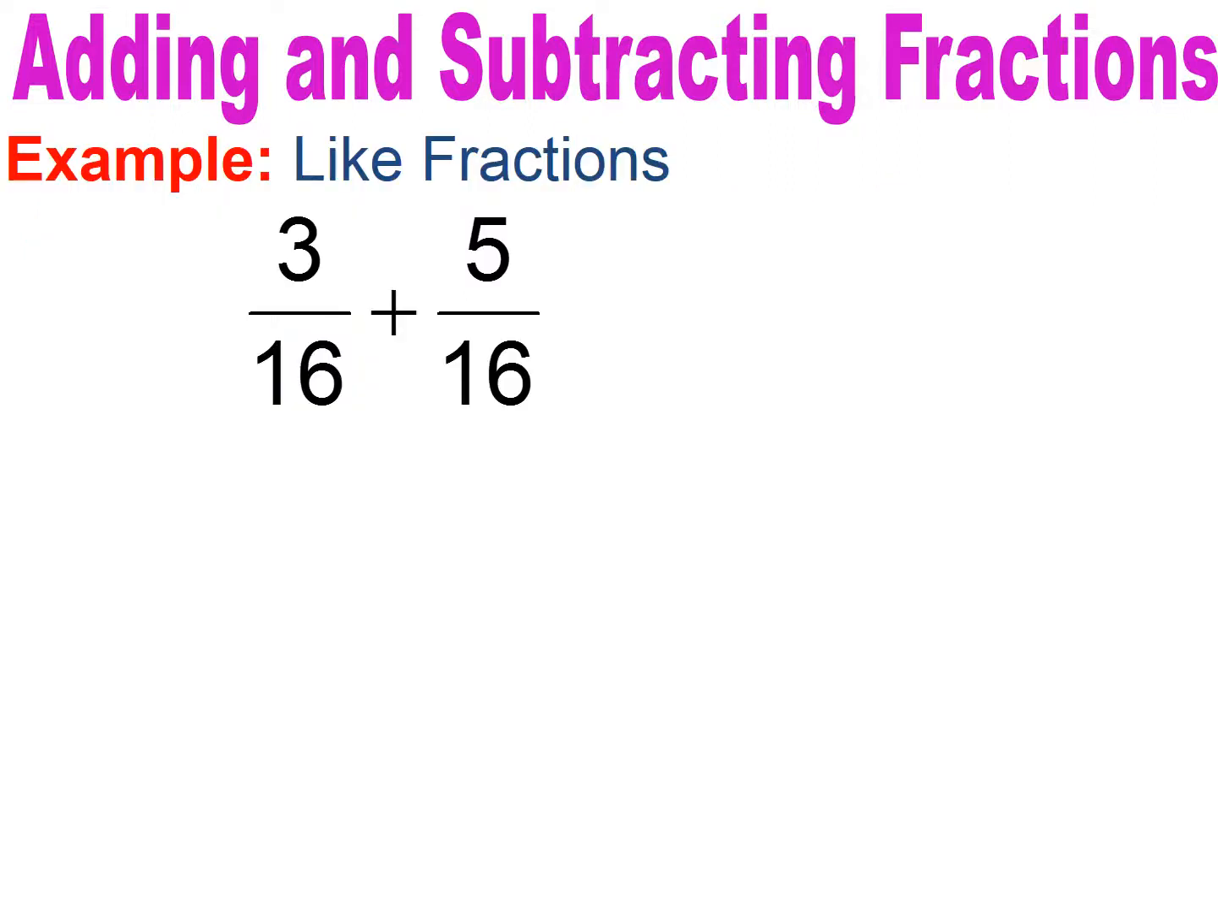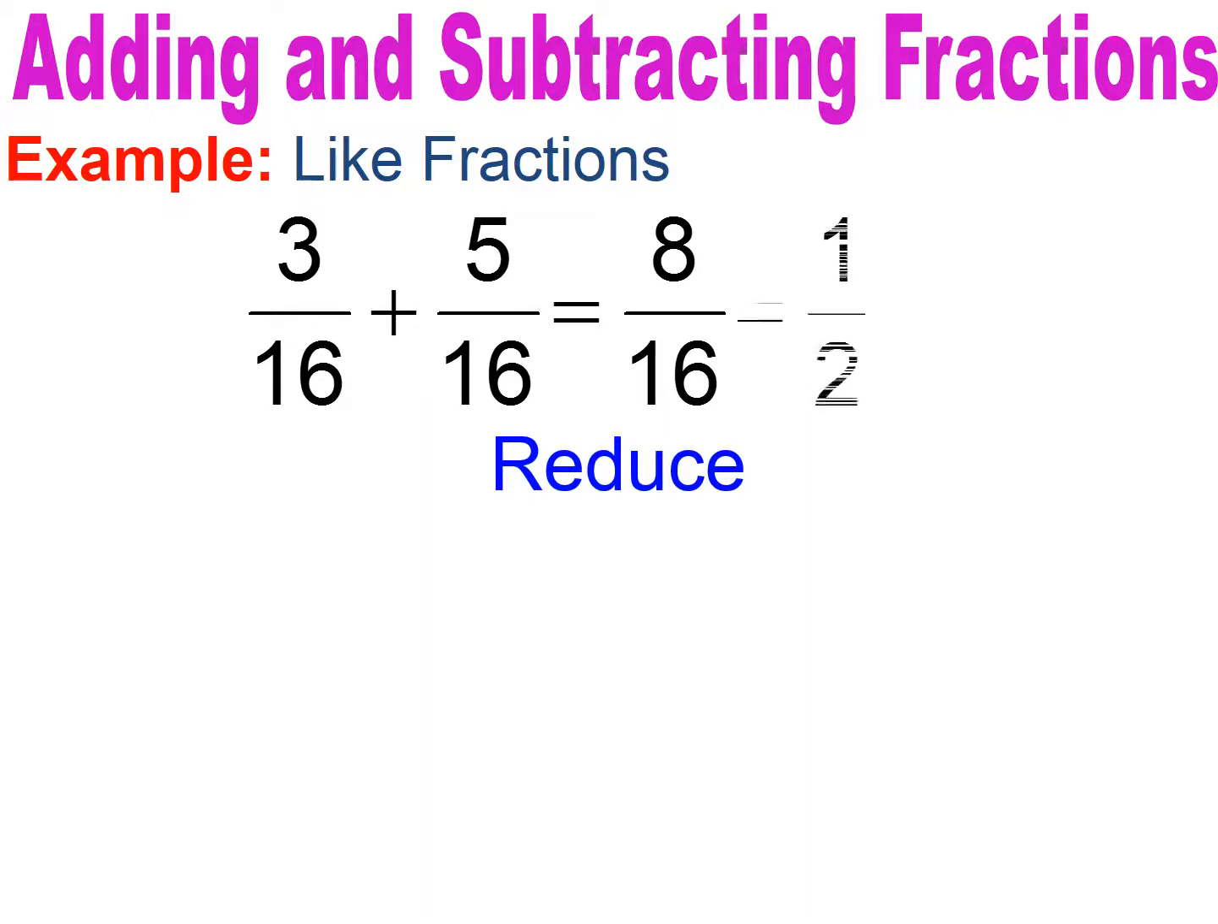Okay, so now we have like fractions. You always want to check that out. I know they're like because the denominators are the same. So I'm going to add the numerators here and I get 8 over 16. And remember, you always have to simplify your fraction or the answer is incorrect. So I see that I can reduce this fraction by 8, so I end up having 1 over 2. So always double check to see if it can be reduced.